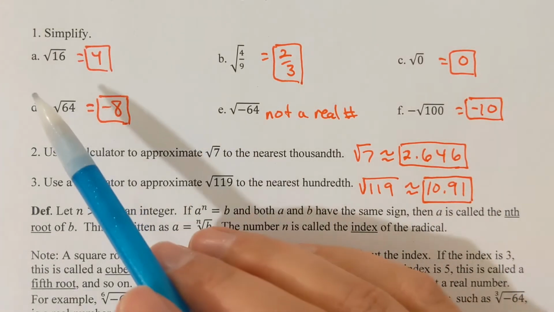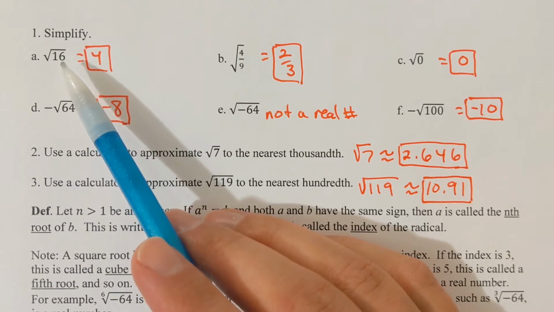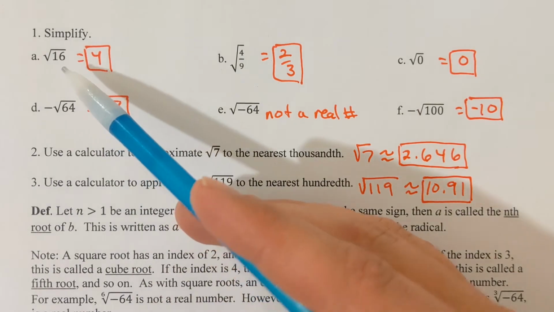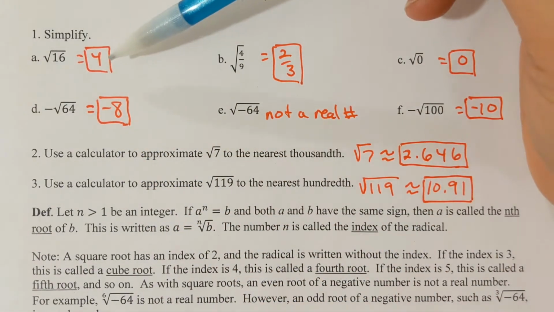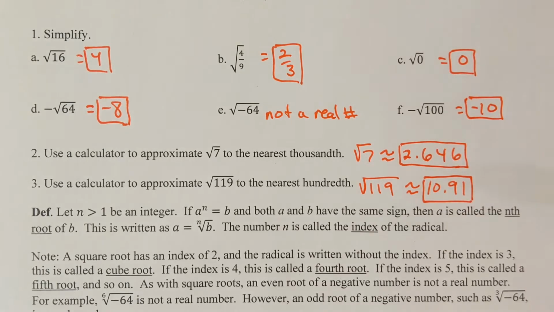If I want to calculate the square root of 16, I'm looking for a number that I would need to square in order to get 16. 16 is the radicand. And, well, I know that if I square 4, I get 16. So the square root of 16 would be 4. Part B, the square root of 4/9. What number squared would give you 4/9? Well, if I square 2/3, or take 2/3 times 2/3, I get 4/9. The square root of 4/9, therefore, would be 2/3.